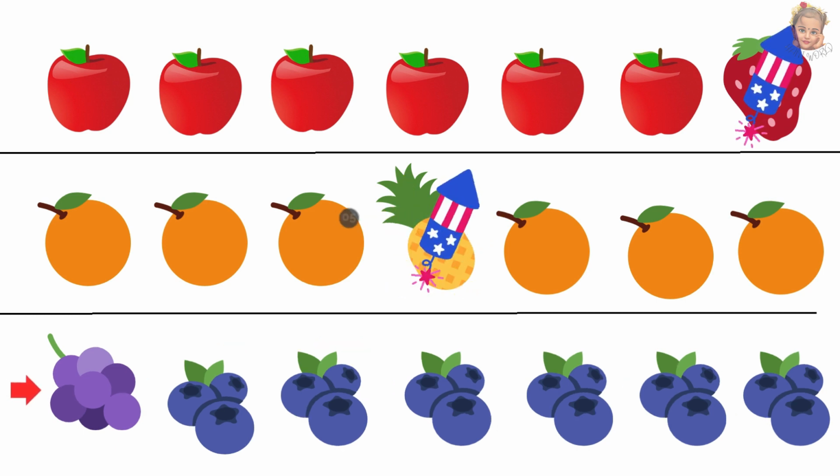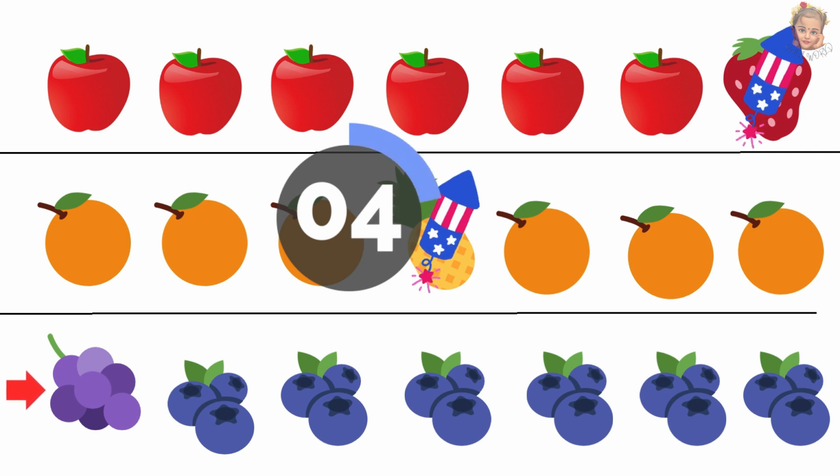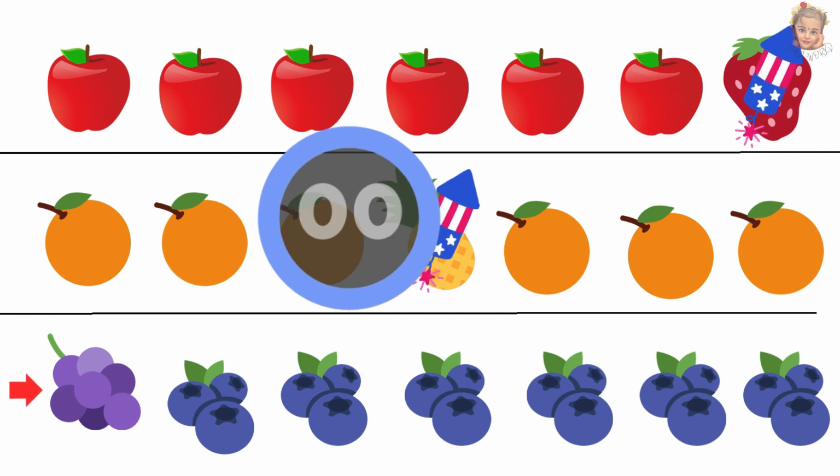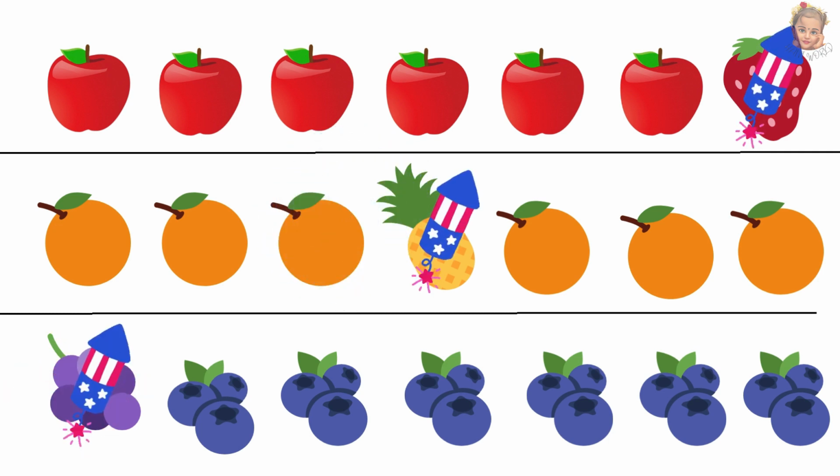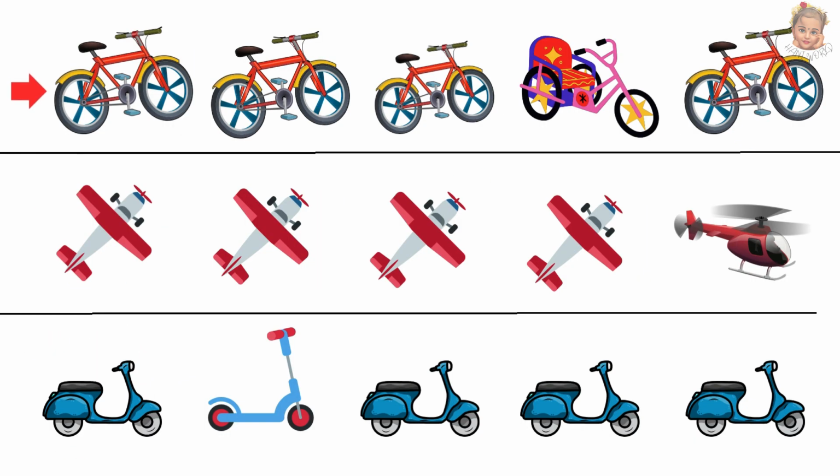In third row, which one is the odd one? Let's all find it out. Yes, the answer is grapes. Grapes is the odd one out in the third row. That is last row. We'll move on to the next slide.